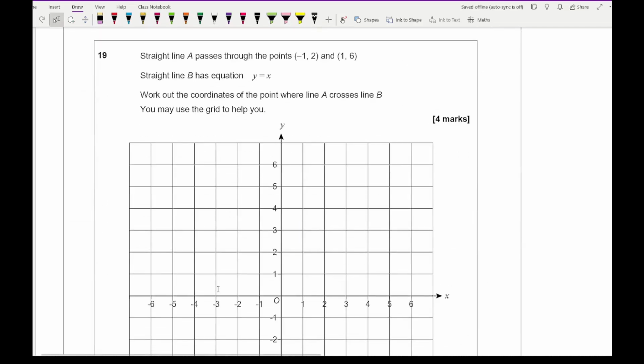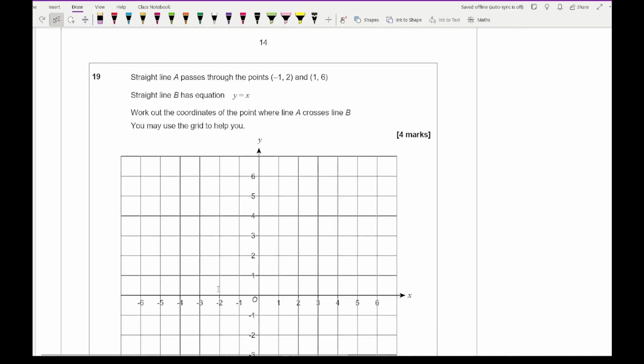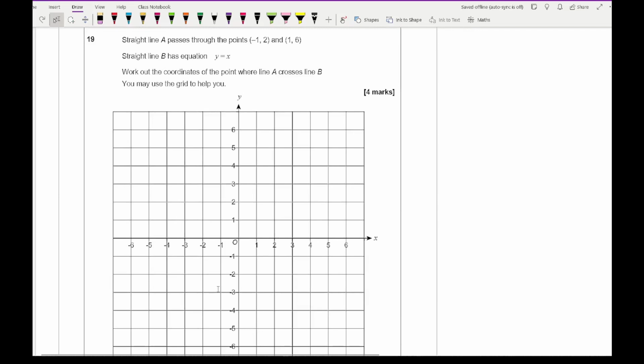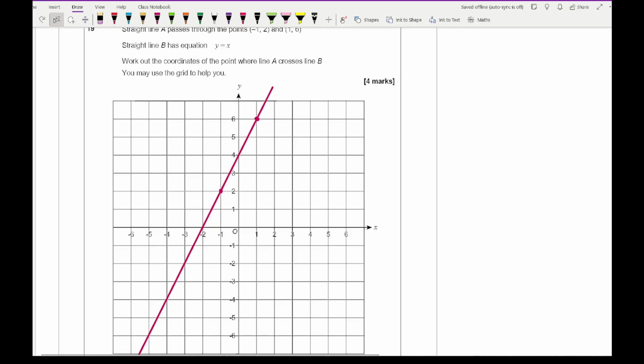Moving on to question 19, it says line A passes through -1, 2 and 1, 6. Straight line B has the equation of y equals x. Work out the coordinates of the points where the line A crosses line B, and you may use the grid to help you. So first things first, let's start by plotting the coordinates of line A. So we've got -1, 2, which is here, and we've got 1, 6, which is here. So what I'm now going to do is just draw a straight line through each of those points. And there we go, so I can label this as line A.